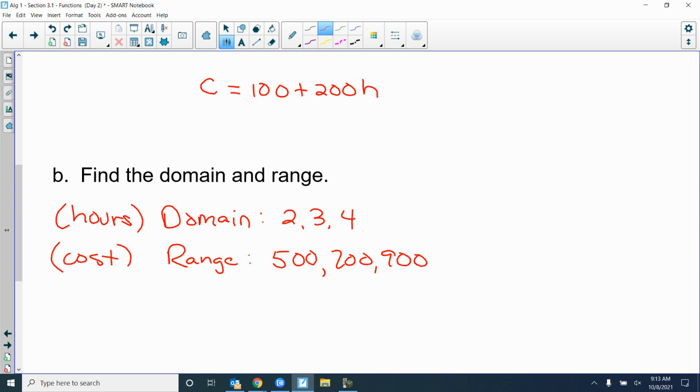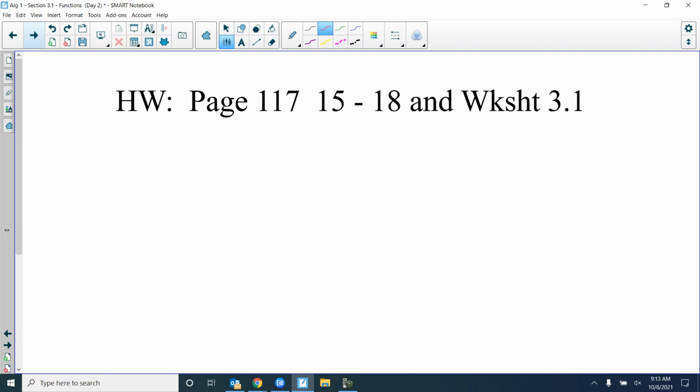900. So here you have specific values. Like the whale went all the way from 1,000 feet to 3,500. He went the whole way down. This one here, I can only rent it for 2, 3, or 4 hours. So look at those differences. Okay, good.